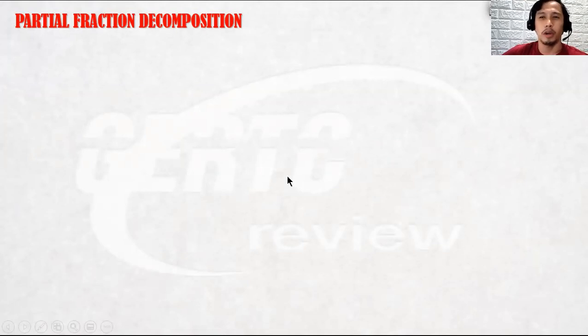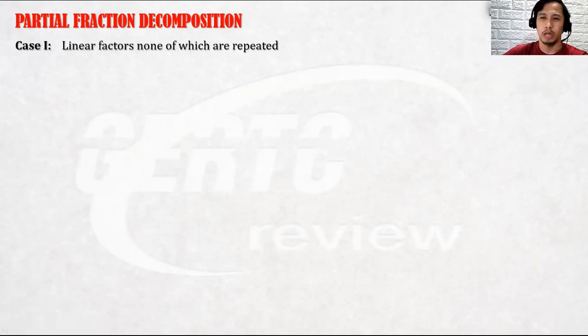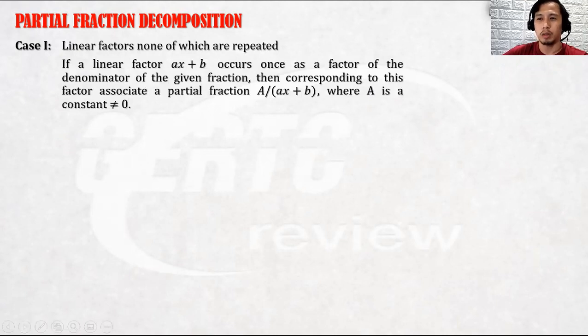Well, there are four different cases in partial fraction decomposition. Let me discuss the first two first. The first one is when the denominator contains linear factors, none of which are repeated. So if a linear factor ax plus b occurs once as a factor of the denominator of the given fraction, then corresponding to this factor, associate a partial fraction A over ax plus b, where A is a constant not equal to zero.